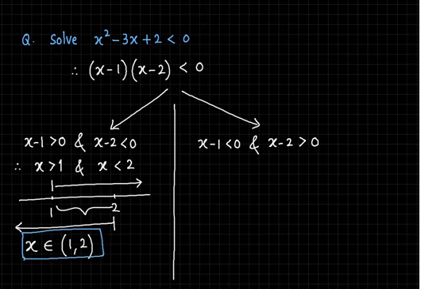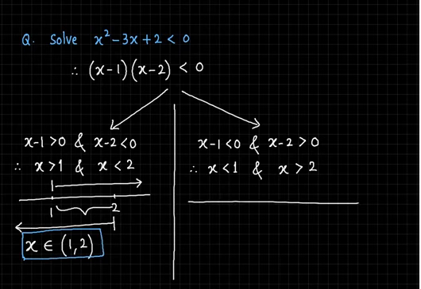Now let us look at the other possibility. Now if x minus 1 is less than 0, that means x is less than 1, isn't it? And x minus 2 is greater than 0 means x is greater than 2. Now let's understand what this means, once again with the help of a number line. We want x to be less than 1, but we want x to be greater than 2 also simultaneously.